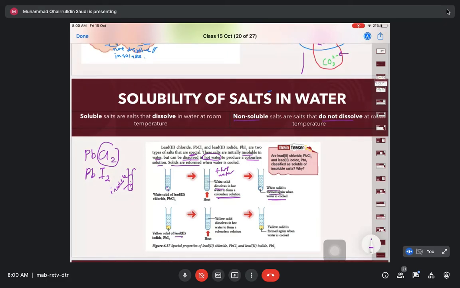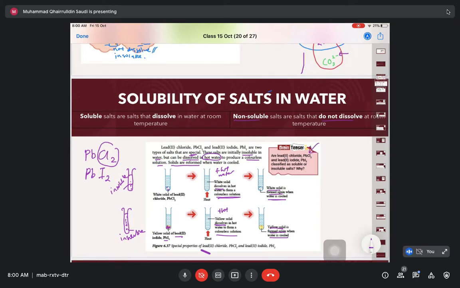Lead 2 iodide, dia warna yellow. Lead 2 iodide, kalau kita buat eksperimen tadi, kita add je distilled water at room temperature, dia insoluble. Okay, but then when we add hot water, they dissolve dan jadi colourless solution. Dia tak jadi air colour kuning, dia jadi colourless solution. Okay, and then bila the water is cool, yellow solid is formed again. Dua ni sahaja yang special.